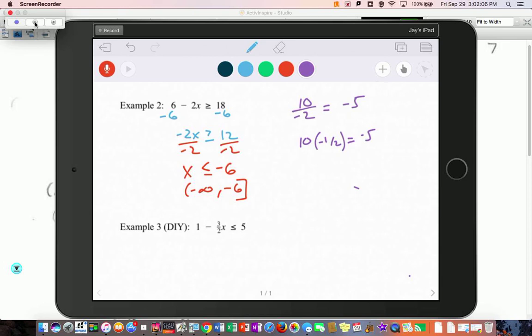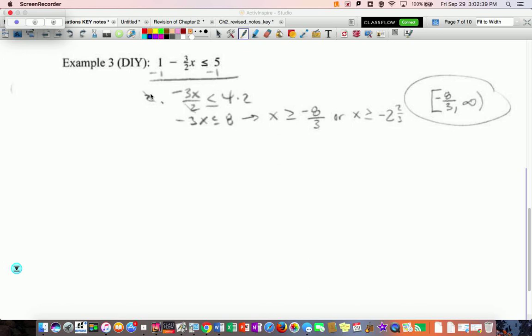So pause now. And in this case, with that negative 3 halves, there are different ways. This one multiplied by 2, then divided by negative 3. You could multiply by the reciprocal negative 2/3 if you wanted. But you can say x is greater than or equal to negative 8/3. And you would write it like this in interval notation.